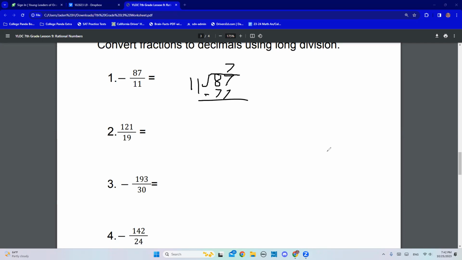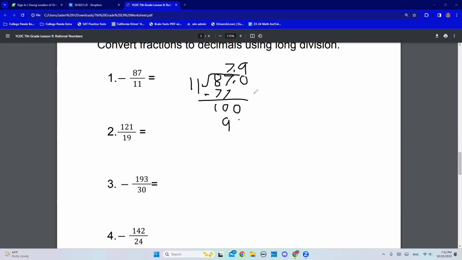So 87 minus 77 equals 10. So let's add the 0.0. Don't forget to add the point on top as well, so that you don't forget. Well, how many times can 11 go into 100? Well, 11 can go into 100 9 times.